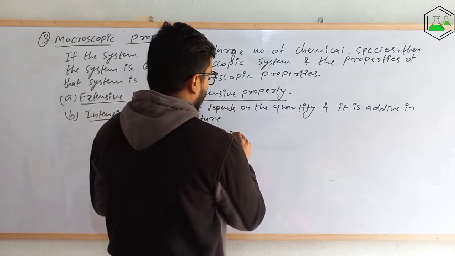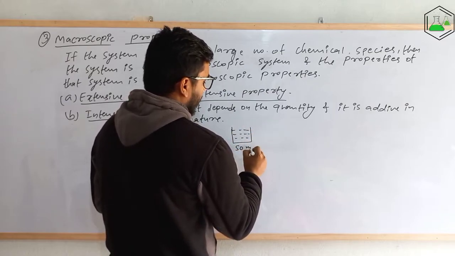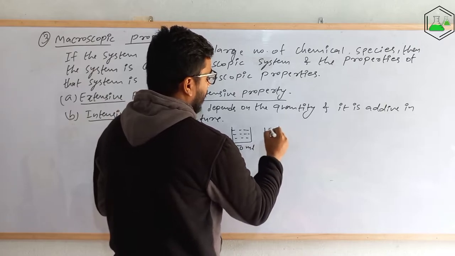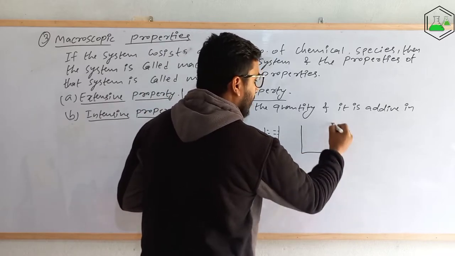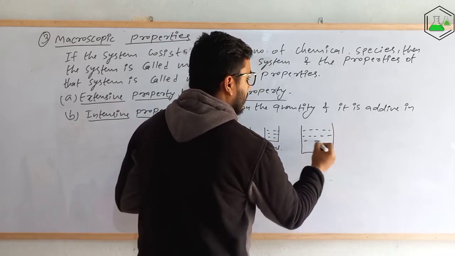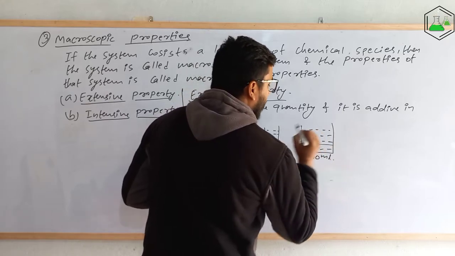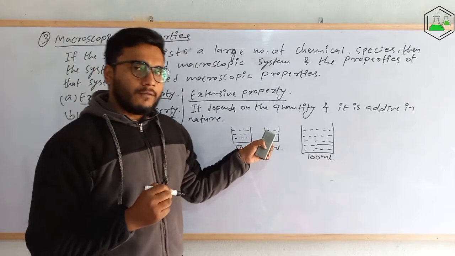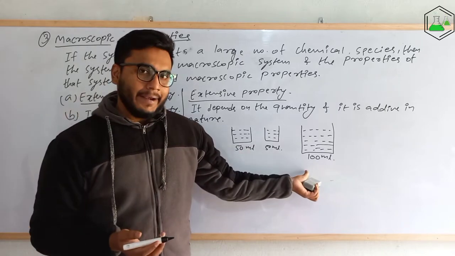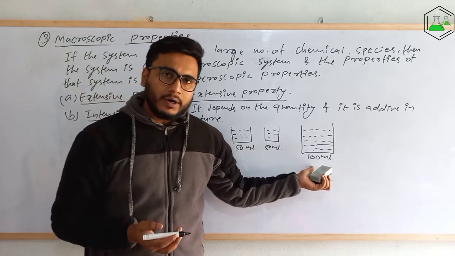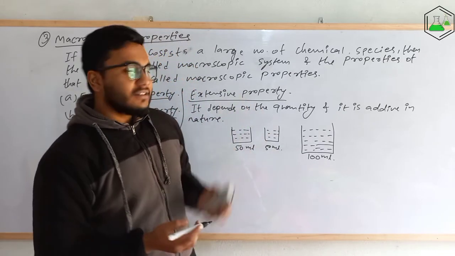Let us consider an example. There is a beaker in which there is 50 ml of volume. There is another beaker which also has 50 ml of volume. Now if we mix them in a new beaker, then the total volume will be how much? Yes, you are correct, 100 ml. Here what do we see? This volume obviously depends on the quantity of matter, right? And they are being added, right? 50 plus 50 is equal to 100. That means they are showing additive nature. So this property, that is volume, is an extensive property.